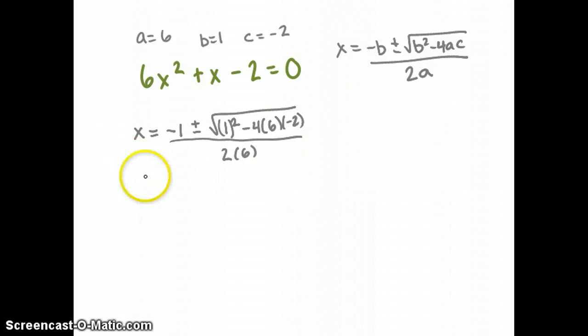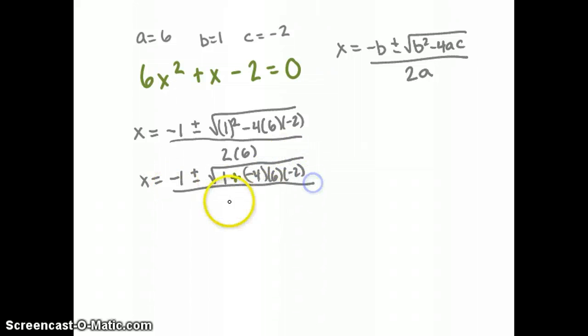Now we go ahead and solve for x using order of operations. So we have x equals negative 1 plus or minus 1 squared is 1. And then I'm going to go ahead and rewrite the minus 4 as plus a negative 4 times 6 times negative 2, all over 2 times 6 is 12. We want to go ahead and figure out what's underneath of that square root first, because that square root acts like parentheses, grouping everything on the inside together.